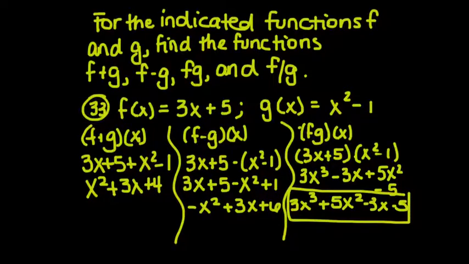For the quotient, I will just need to take the first function f, which is 3x plus 5, divide by the function g, which is x squared minus 1.